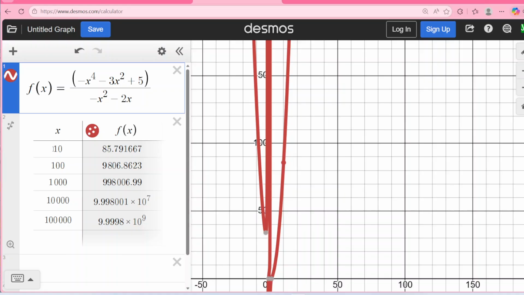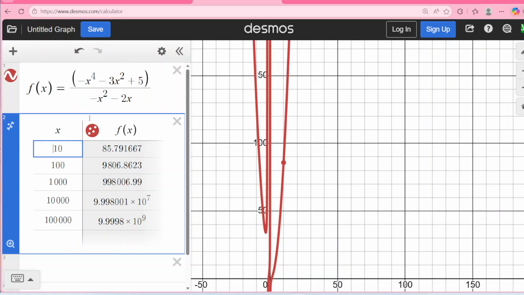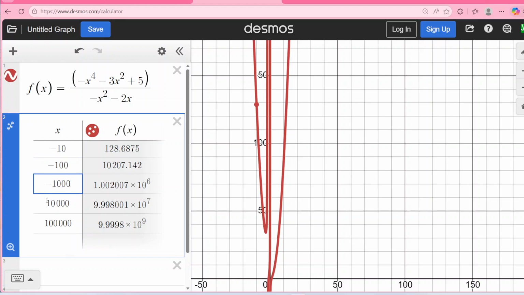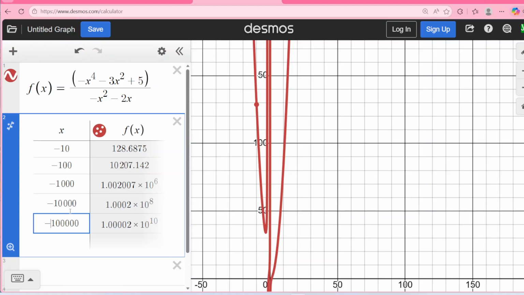And if I change my table here, instead of plugging in all positives, I plug in -10, -100, -1,000, -10,000, -100,000. Look at the outputs. They're still positive 128, positive 10,000, positive 1 million, positive 100 million, and then 1 times 10 to the, almost 10 to the 10th again. Very, very large positive outputs.